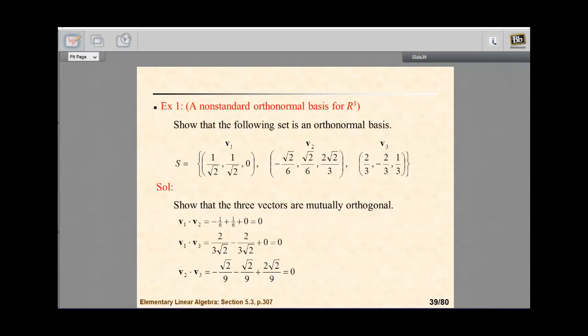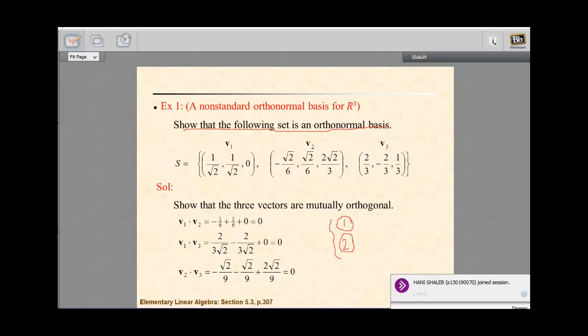The last question is, show that the following set is orthonormal. There are three vectors given, and you have to show they are orthonormal. Orthonormal means there are two things to show. First, whether it is orthogonal, and second, whether it is normal. The combination of these two things is called orthonormal.